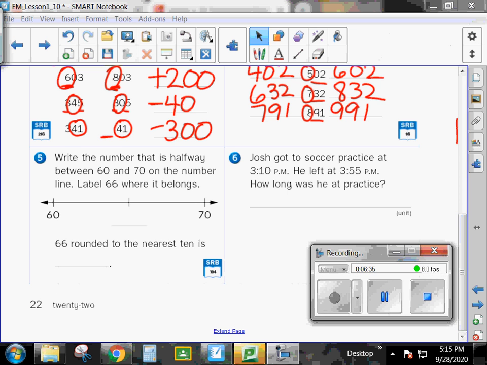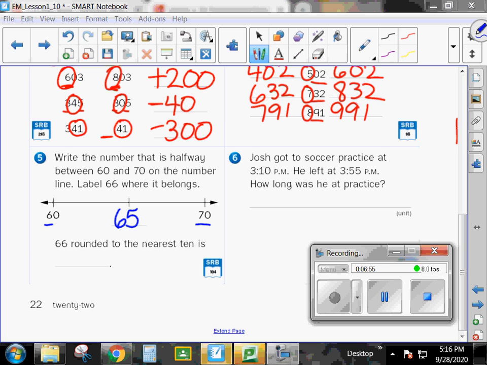Number 5 wants us to write the number that is halfway between 60 and 70, and then it wants me to label where 66 belongs. So they already have 60 and 70 written on the number line for me. What number goes exactly halfway between 60 and 70? Remember, half of 10 is 5, so I have 65.